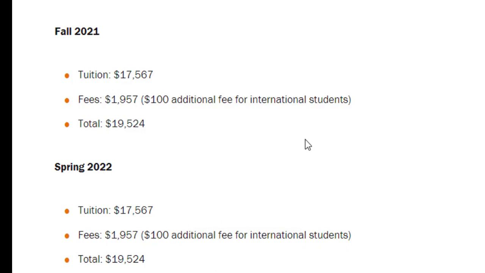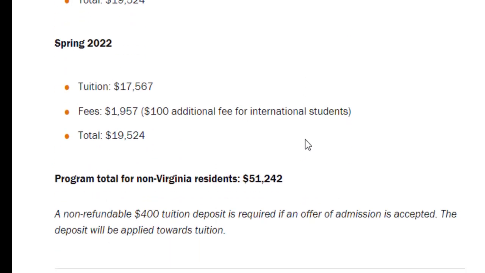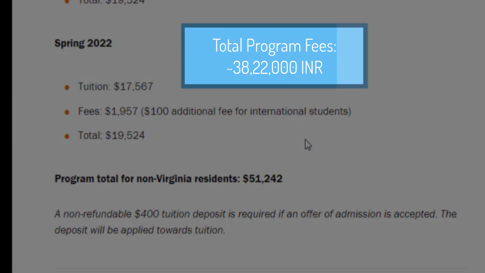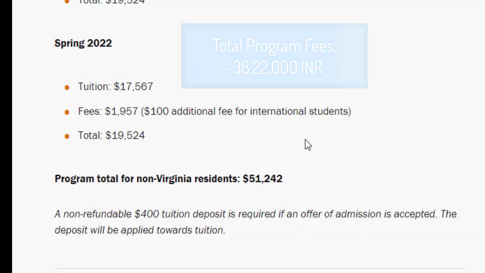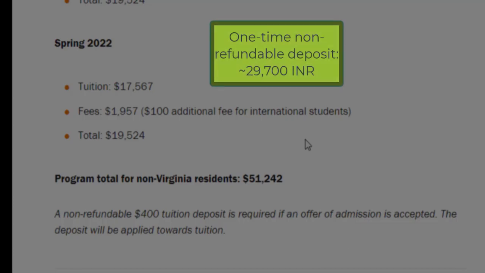So if we club them all, the total fees for this program is 51,442 US dollars for international students, which if we convert to Indian rupees corresponds to 38 lakhs 22,000 as of the current rate. And apart from that, there is a $400 non-refundable tuition deposit which you have to pay if you accept the offer letter. And if this is converted to Indian rupees, this corresponds to 29,720 INR.